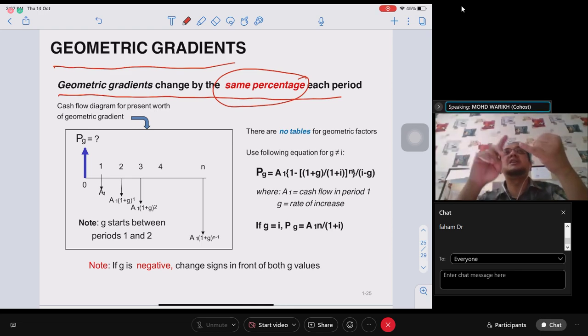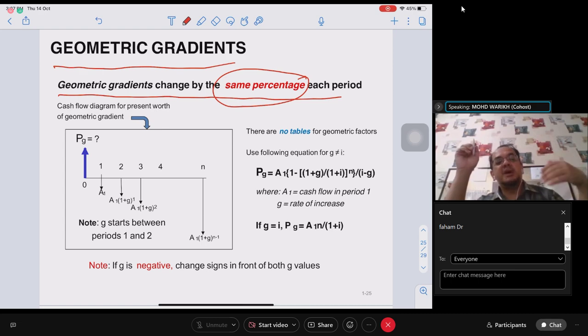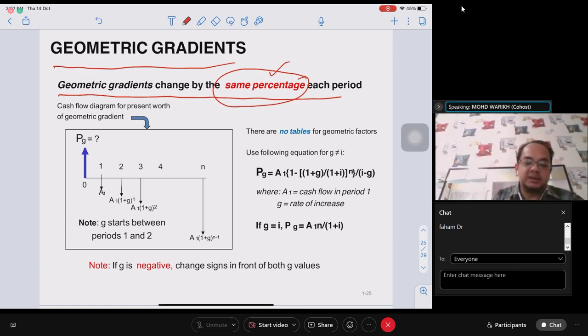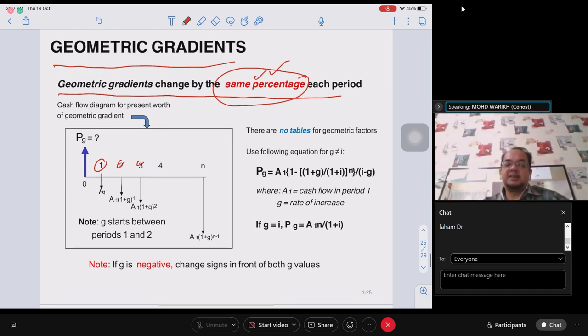But the difference here is amount and percentage. In geometric we have a percentage. If you calculate year 1, year 2, year 3, it gives different numbers. That's why we use the percentage. That's the meaning of the geometric gradient. So there are no tables for the geometric gradient.